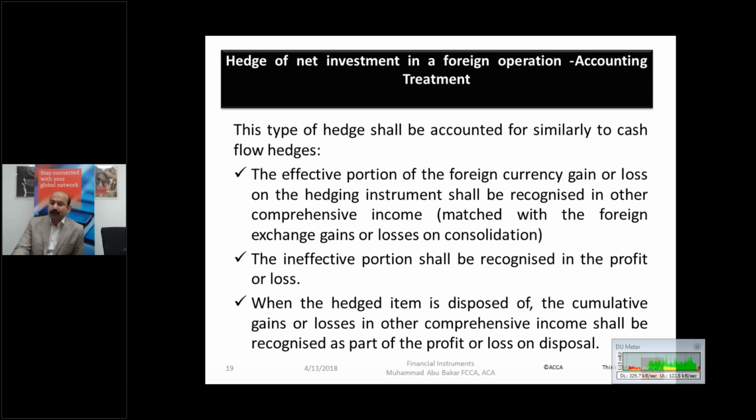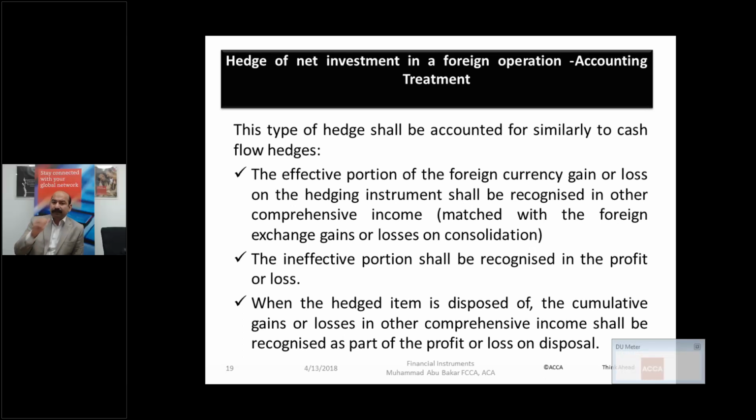The effective portion of the foreign currency gain or loss on the hedging instrument shall be recognized in other comprehensive income, matched with the foreign exchange gains or loss on consolidation. The ineffective portion shall be recognized in the profit or loss account. When the hedged item is disposed of, the cumulative gain or loss in other comprehensive income shall be recognized as part of the profit or loss on disposal.